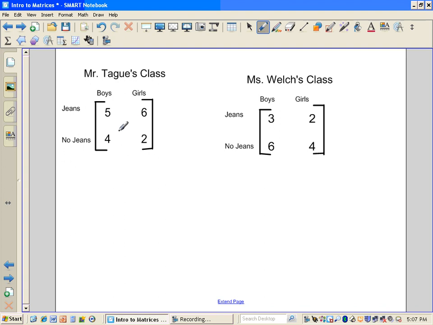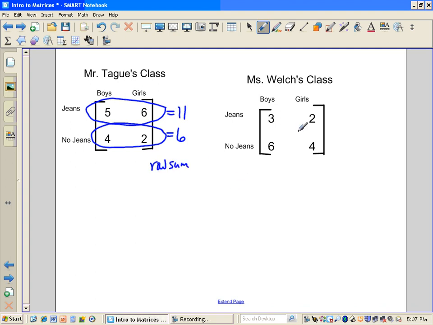So one of the first things we can do with a matrix is look at some row sums or some column sums. So if I wanted to take a row sum, maybe I want to see how many total students were wearing jeans, I would just add these up. 5 plus 6, 11 students were wearing jeans, whereas if I did this row, I would do 4 and 2 is 6 people were not wearing jeans, were wearing something other than jeans. So that's called a row sum.